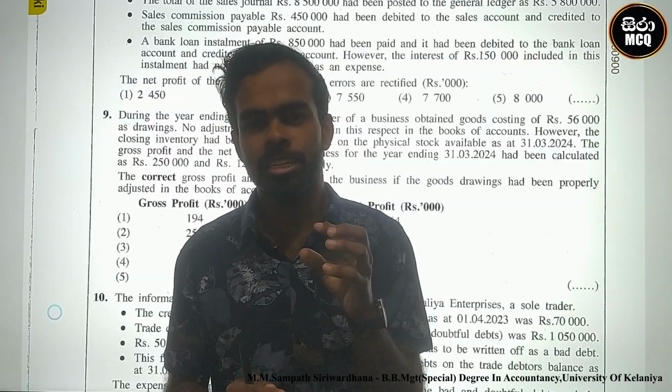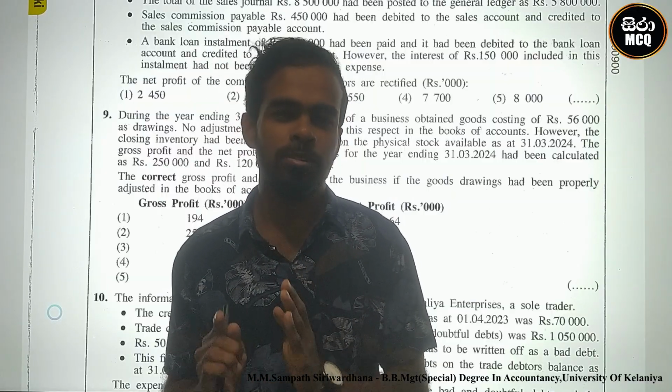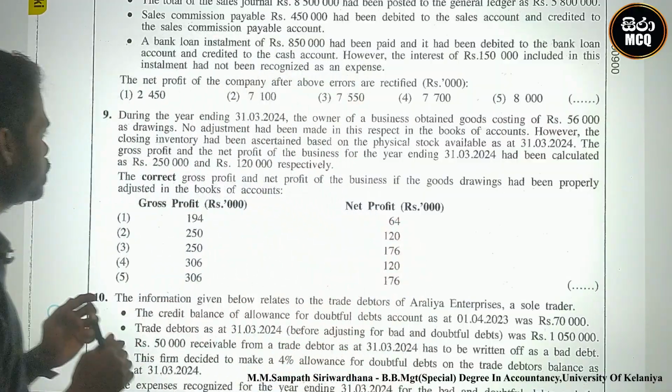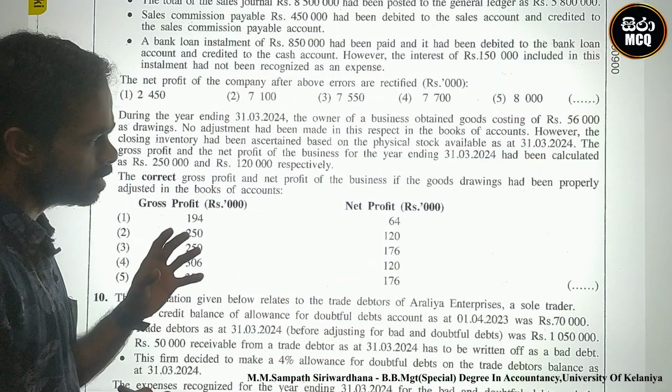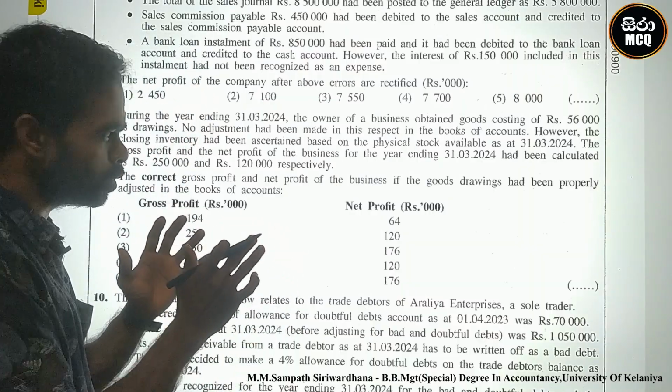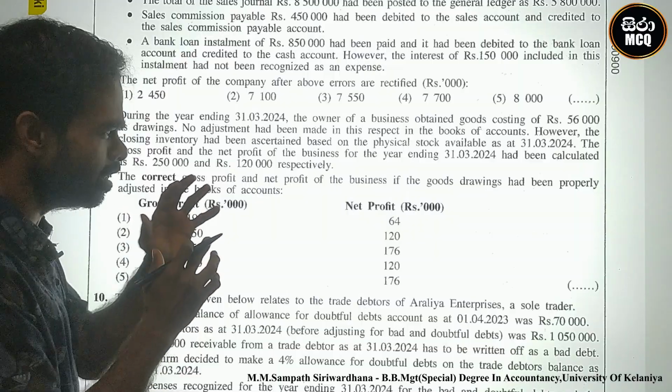Today we will discuss the 2024 A-level accounting paper MCQs, English medium. Question number 9. This is the crucial point. This is the error correction method we use to find the answer.